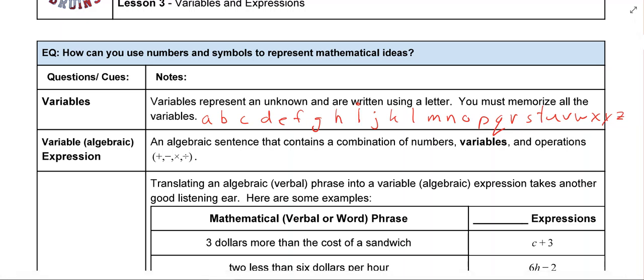It goes like this. A, B, C, D, E, F, G, H, I, J, K, L, M, N, O, P, Q, R, S, T, U, V, W, X, Y, and Z. Now you know your variable songs. Next time, won't you sing with me?